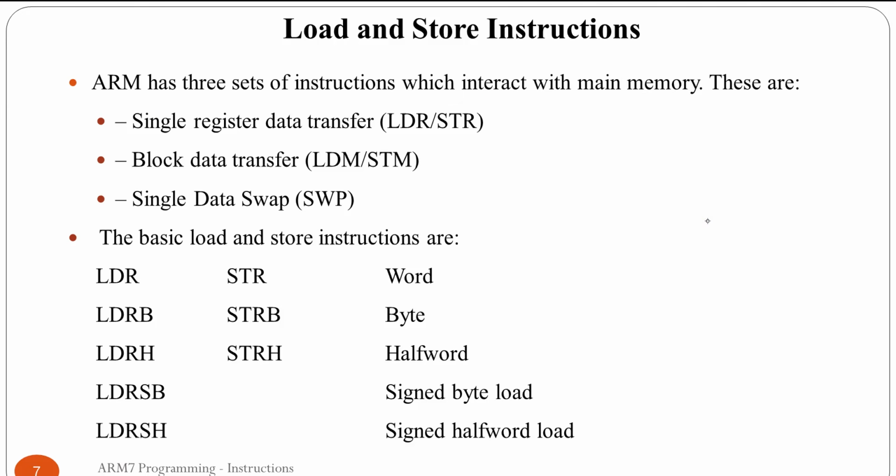Now, load store instructions in ARM. ARM has 3 sets of instructions which interact with the main memory. These are single register data transfer, that is LDR. LDR stands for load register. This instruction is used whenever we have to copy data from the memory into the register. That's why it is called load. LD stands for load, R stands for register, because we are loading a register. Obviously when we load a register, it is loaded from the memory itself.